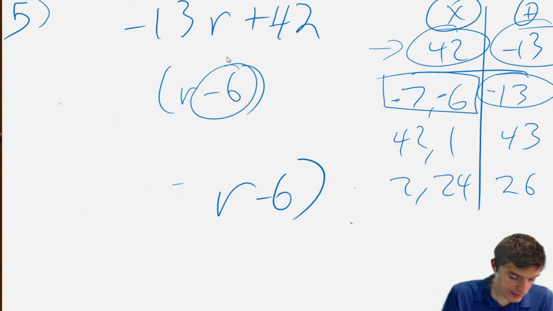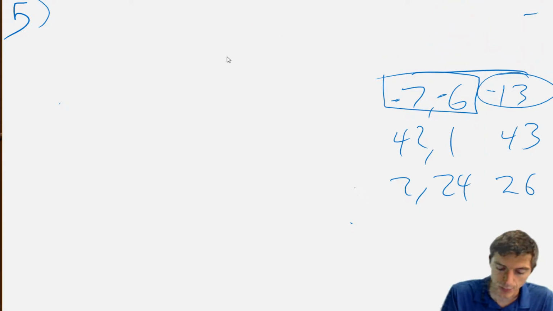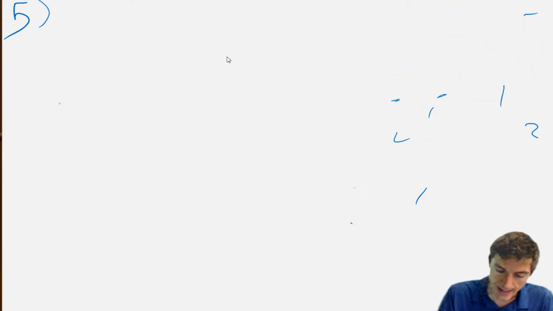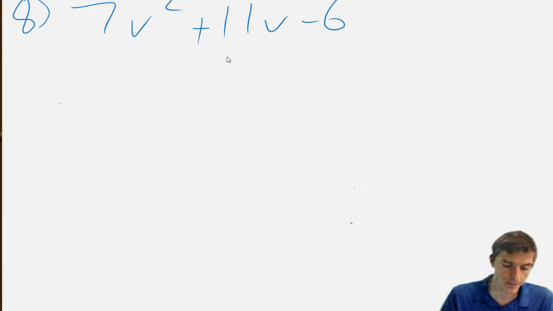So 6 and 7 kind of follow that form, but then things go a little bit crazy on problem 8. Let's change this to number 8. I've got 7v squared plus 11v minus 6.